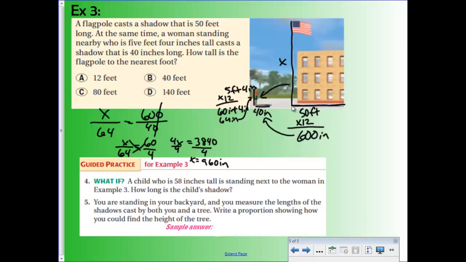So now if I have 960 inches and I want to divide them into 12 inches, how many feet is that? Gives us 80, and 80 is feet. Yeah, look at that.